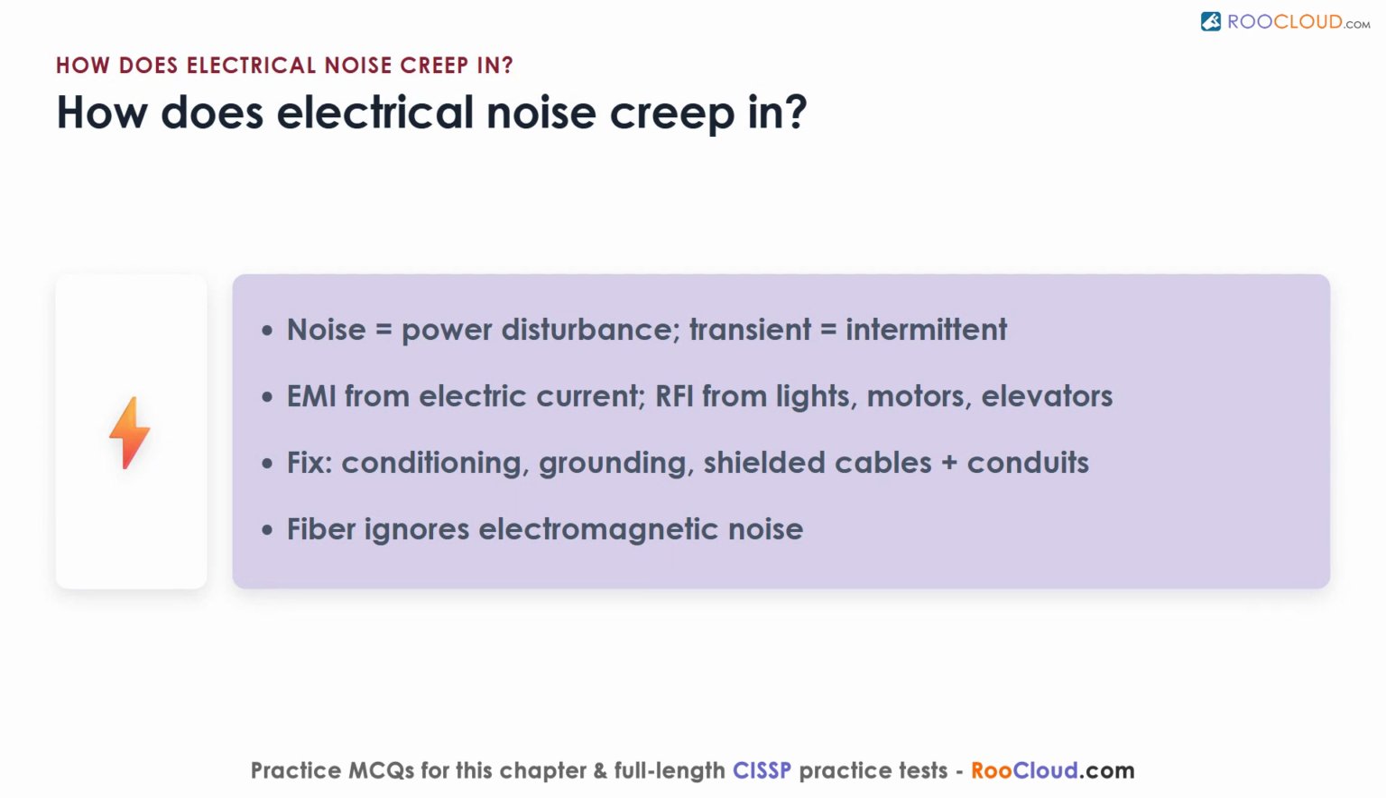Radio frequency interference comes from everyday devices like fluorescent lights, motors, elevators, and space heaters, and it disrupts many of the same systems. You fight both by conditioning the power, grounding properly, using shielded cables and conduits, and switching sensitive links to fiber, which simply does not care about electromagnetic noise. Locate the noisy equipment first, then route your cabling to stay clear of it.